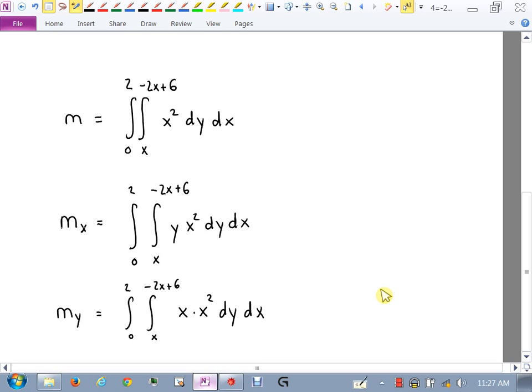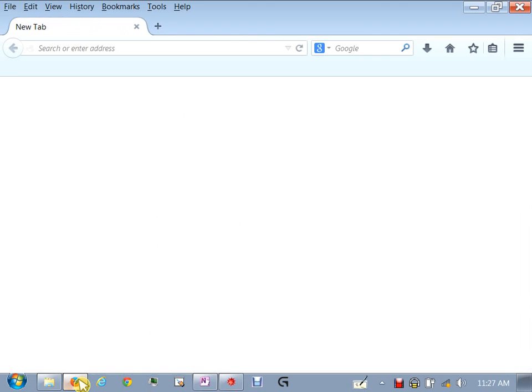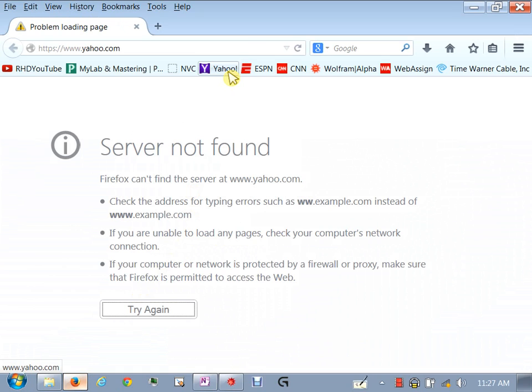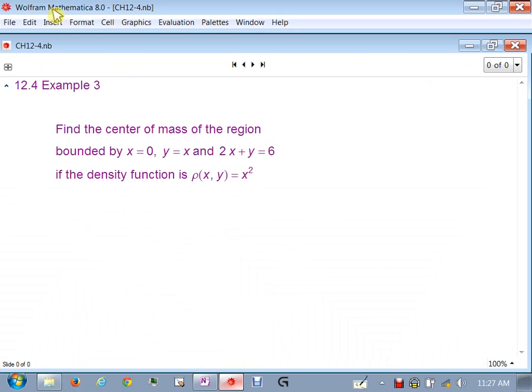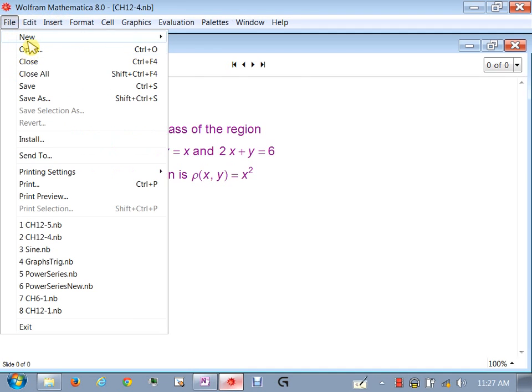Oh, great. What did I hit? Hold on a second. Oh, wait. You know, I'll use Mathematica. I won't use Wolfram. See if this comes back on. Okay. New one.